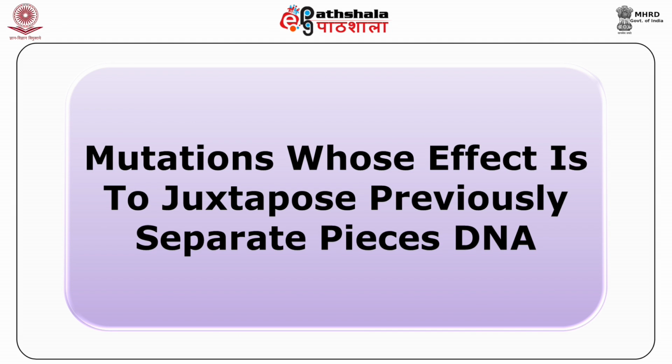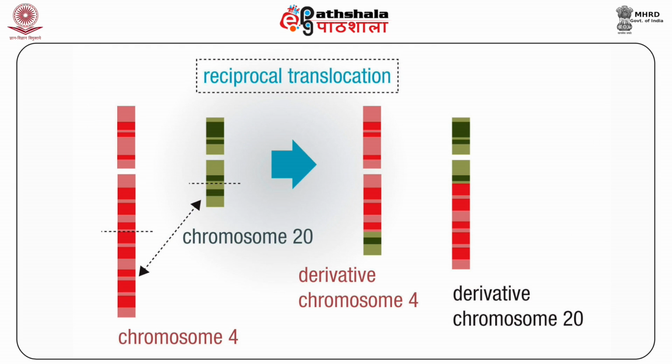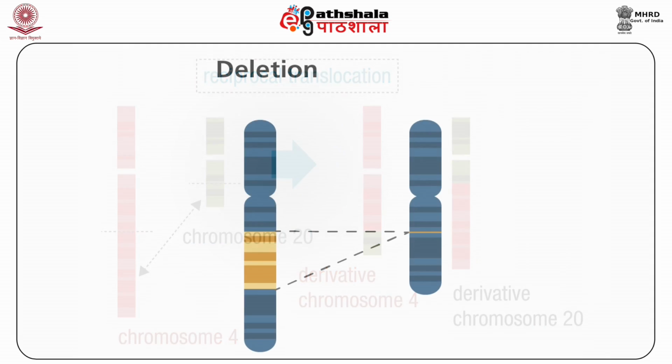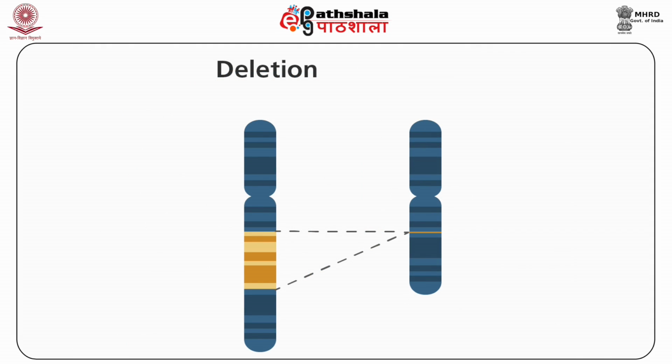Mutations whose effect is to juxtapose previously separated pieces of DNA, potentially bringing together separate genes to form functionally distinct fusion genes. These include chromosomal translocation, that is, interchange of genetic parts from non-homologous chromosomes. Second, interstitial deletions, an intrachromosomal deletion that removes a segment of DNA from a single chromosome, thereby apposing previously distinct genes.